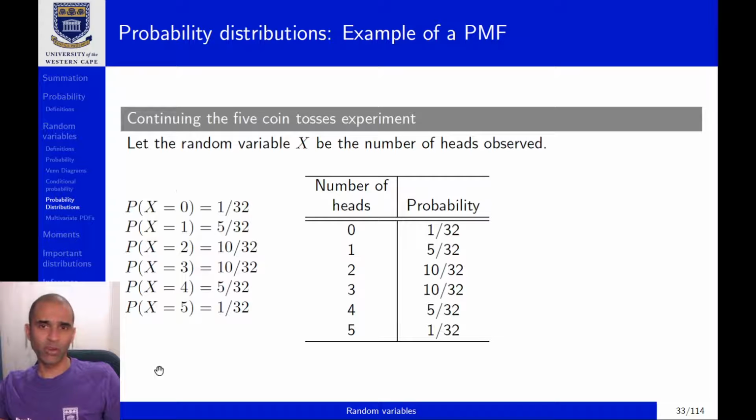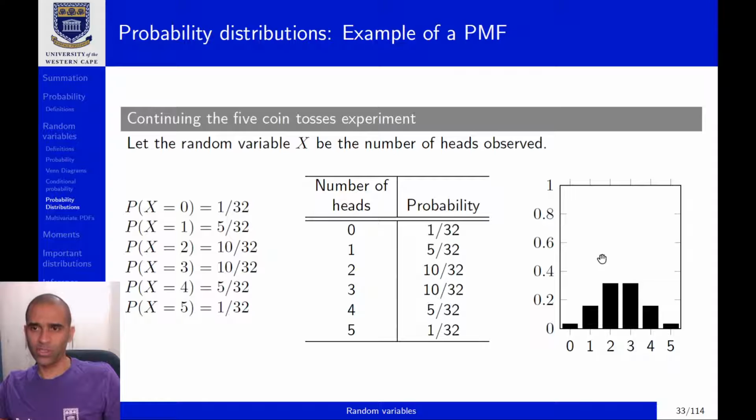Here we have a list, but we can also express this as a table, and we can of course express this as a graph. So all these 3 things are giving us the same information. The graph is perhaps the most succinct way of doing so.